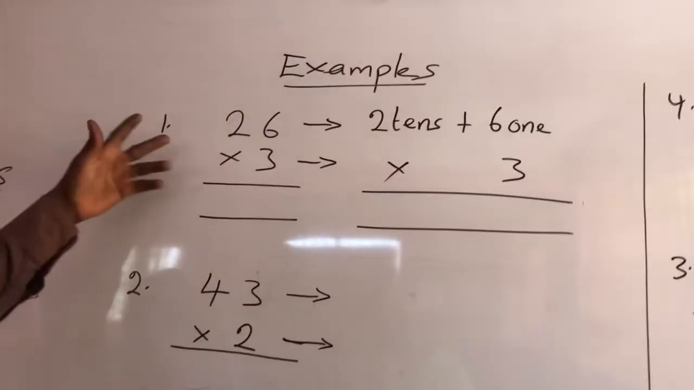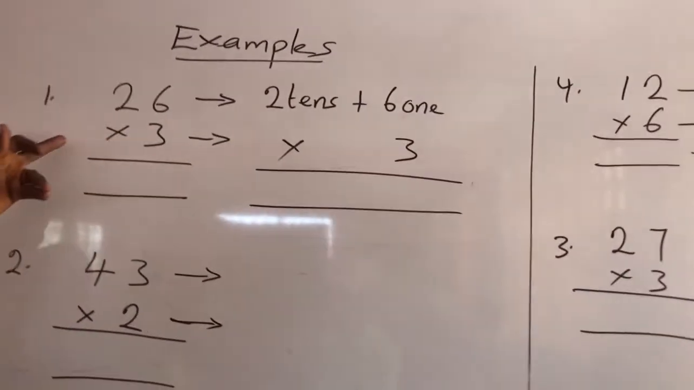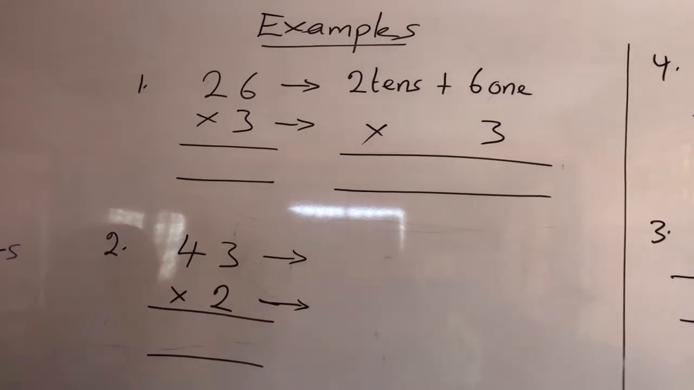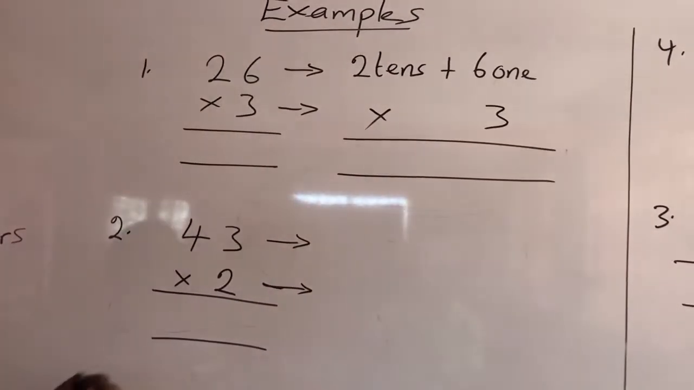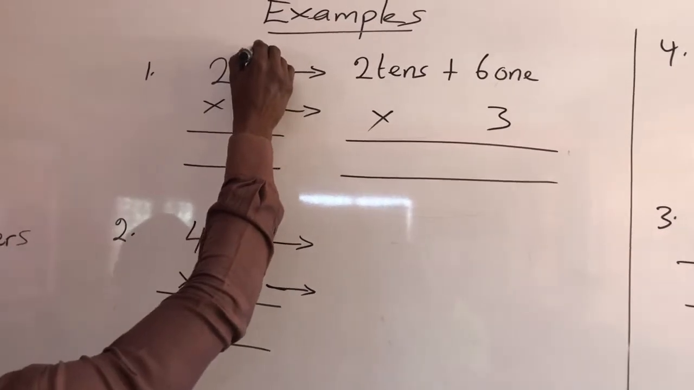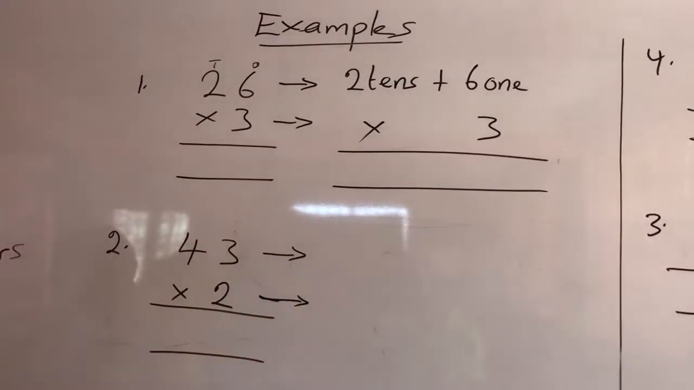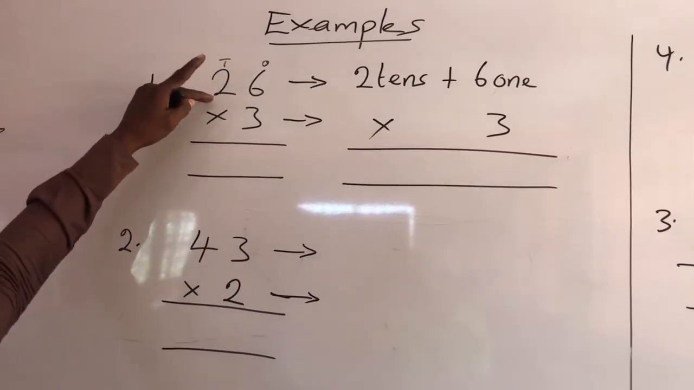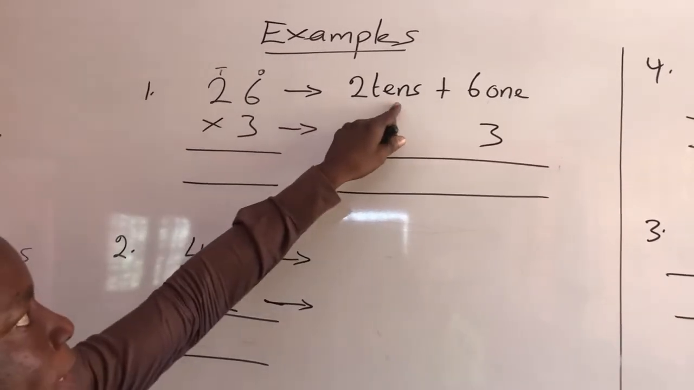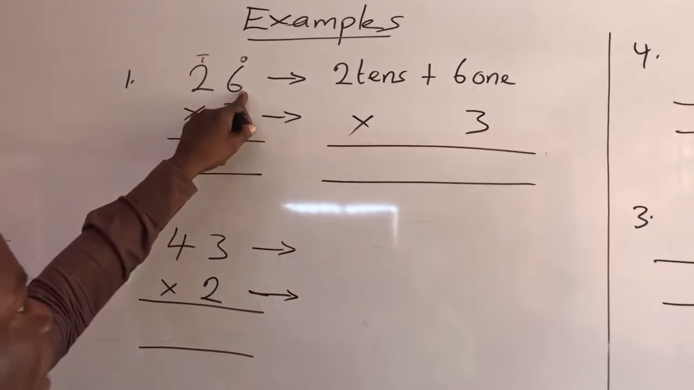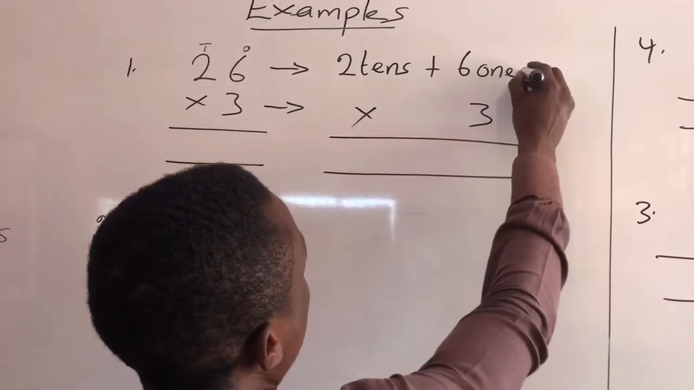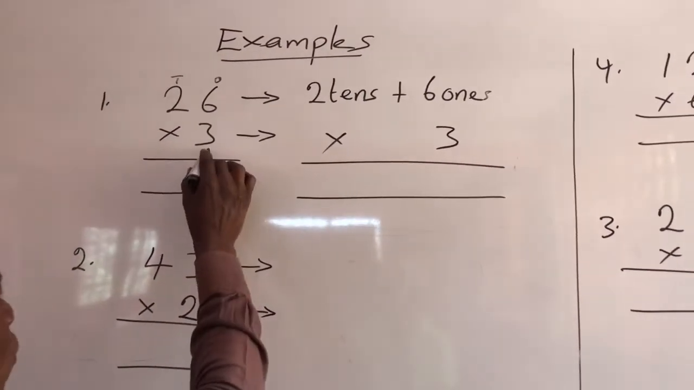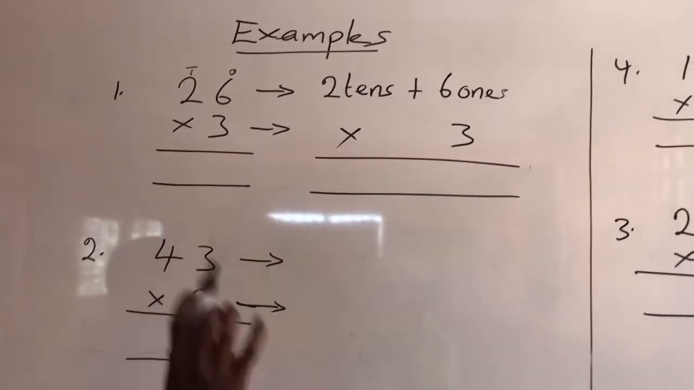Now, we are asked to multiply 26 by 3. But we are going to use the method of regrouping. Take note of this. This is in the ones column. This is in the tens column. How many tens do I have here? I have 2 tens here. So 2 tens plus how many ones do I have here? 6 ones. Then you multiply by the base number given to you. This is 3. Now look at this carefully.